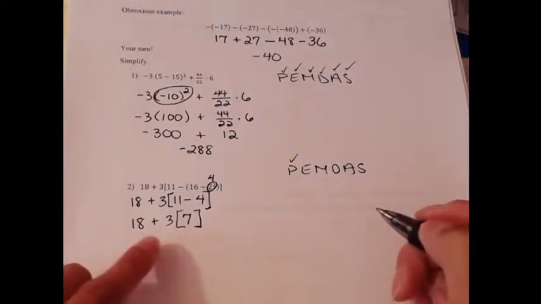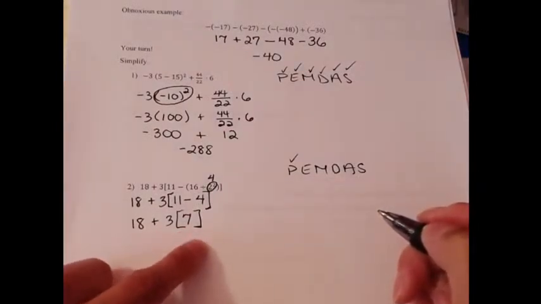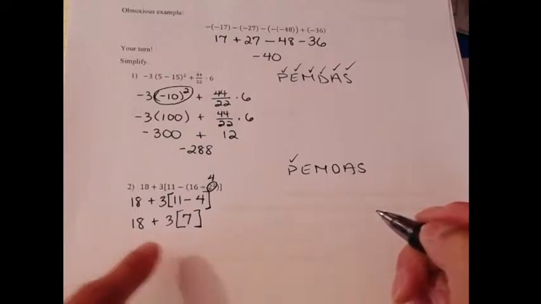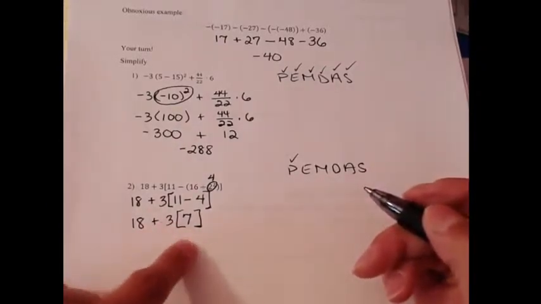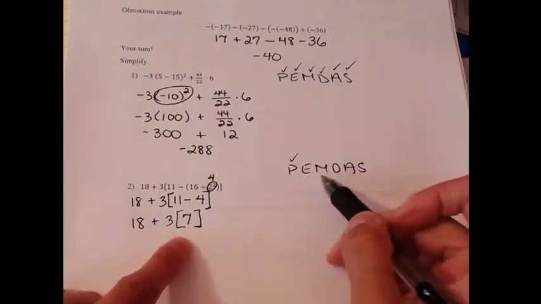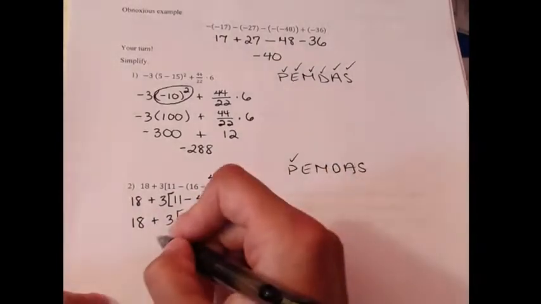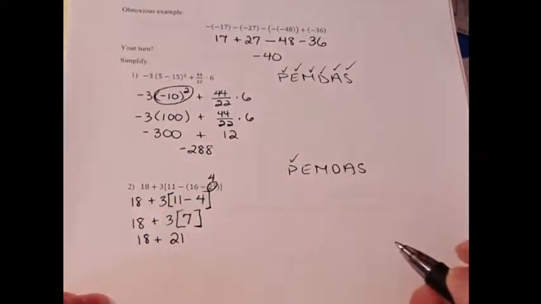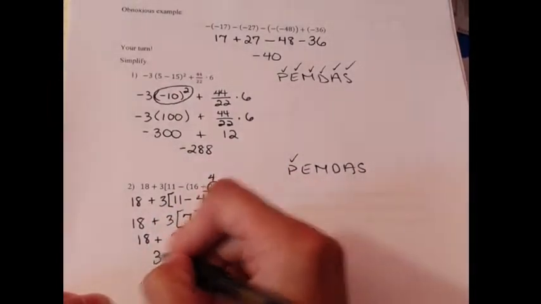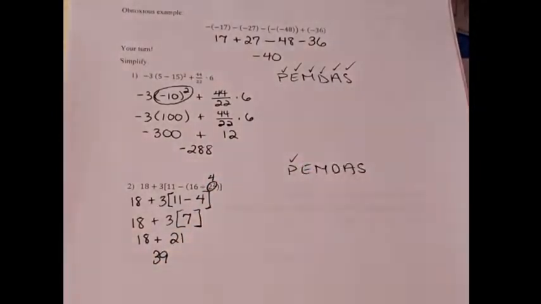In this case, 18 plus 3 times 7, that's a no-brainer because what has to come first? Addition or multiplication? We definitely have to multiply first. 3 times 7 is 21. That gives us 18 plus 21, which leaves us with 39.